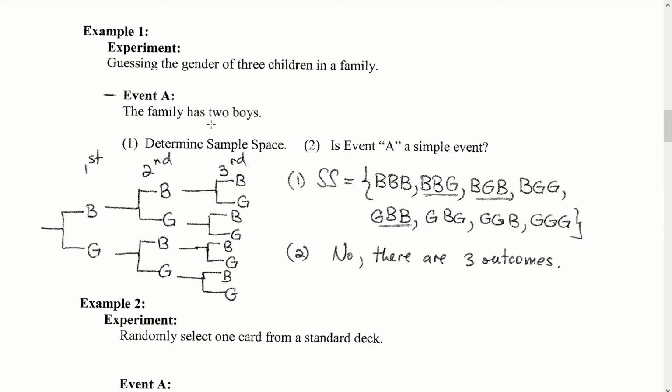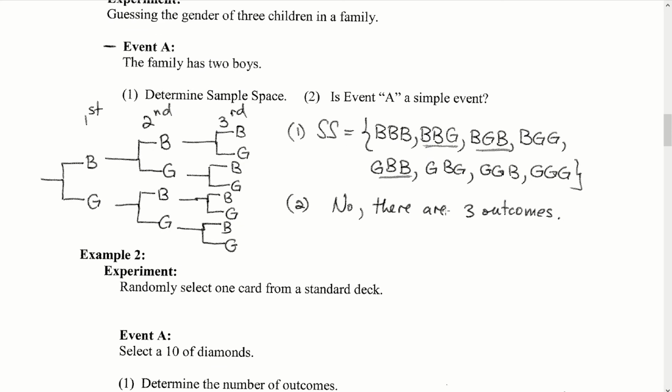If event A is the event of having 2 boys, and it's implied here that what they mean by having 2 boys is exactly 2 boys, that outcome can actually happen 3 different ways. It could be boy, boy, girl, or boy, girl, boy, or it could be girl, boy, boy. All 3 of these outcomes would represent that of getting 2 boys, so that event would not be a simple event because it can happen in more than one way.